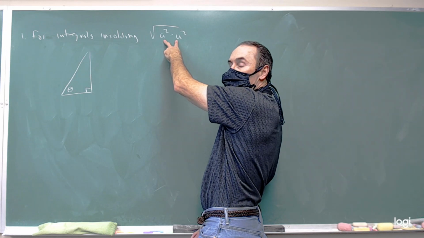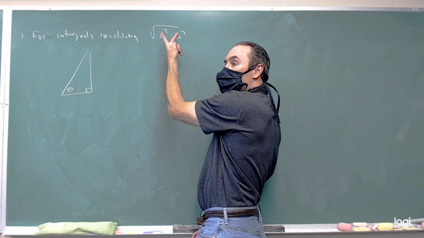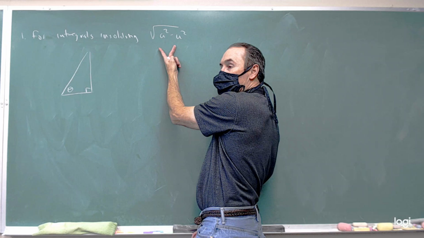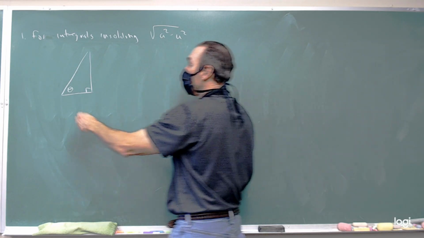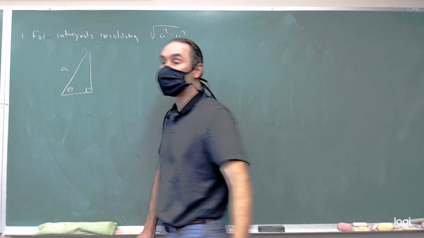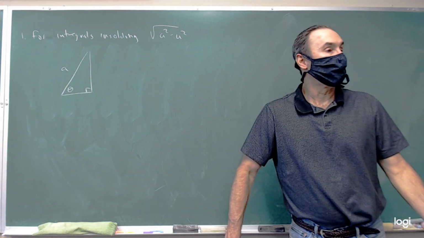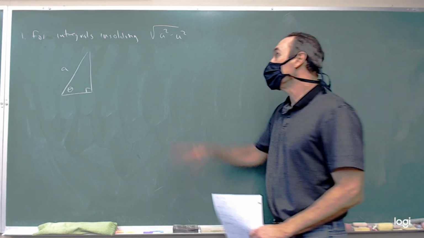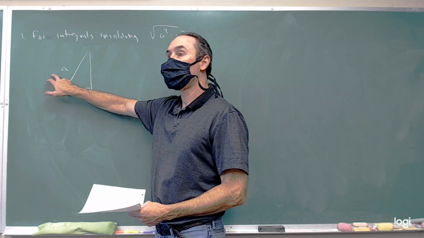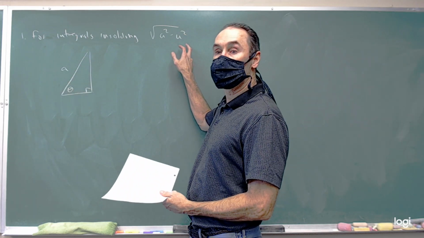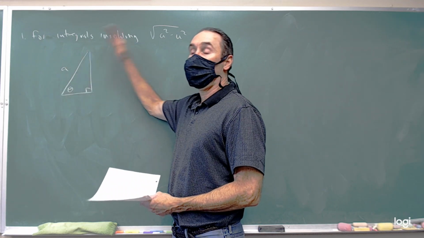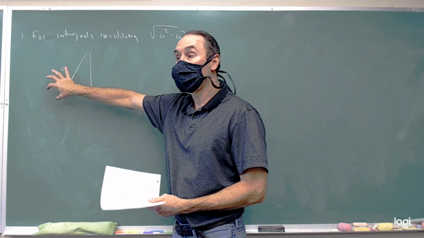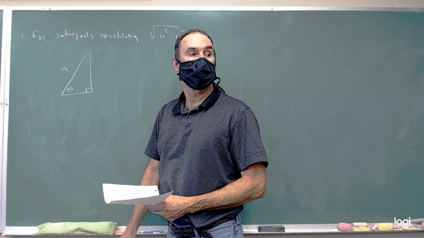One of these is a square root of a squared minus u squared. One's going to be a square root of u squared minus a squared. The one that precedes the minus sign is the one we're going to name as the hypotenuse. So in the square root of a squared minus u squared, the hypotenuse will be a. In the square root of u squared minus a squared, the hypotenuse will be u. And in the square root of the sum, that radical will become the hypotenuse. And then it will work out.